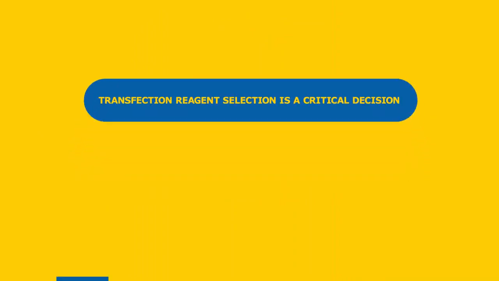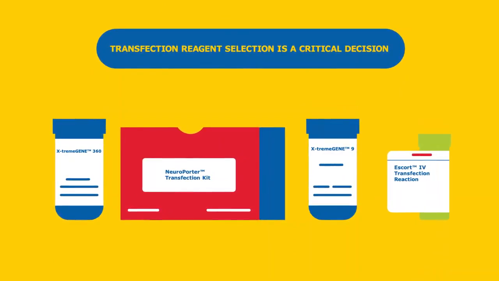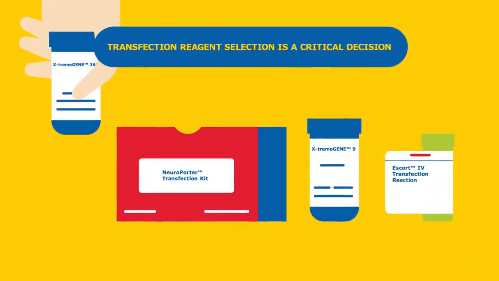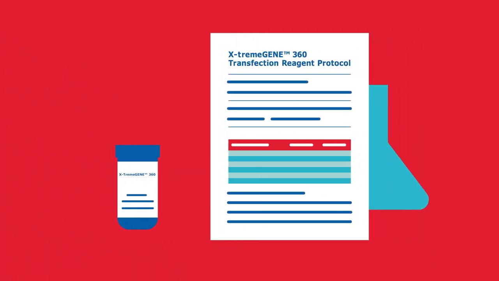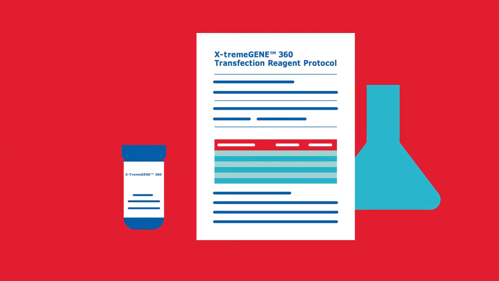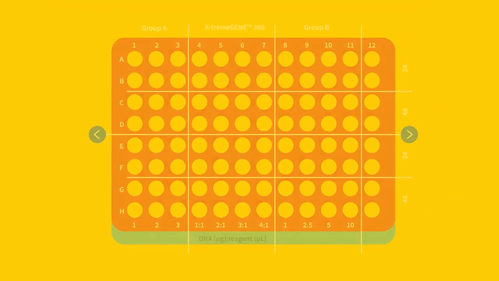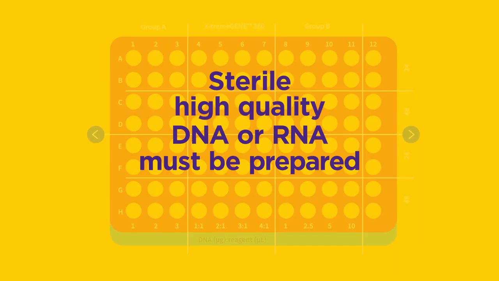Transfection reagent selection is a critical decision to ensure maximal transfection efficiencies and functionality of your nucleic acid material with minimal cytotoxic effects for the host cell. Because the best reagent often varies depending on the cell line, both the reagent selection and the precise protocol are determined empirically through careful optimization. Prior to optimization, it is important to note that sterile, high-quality DNA or RNA must be prepared.